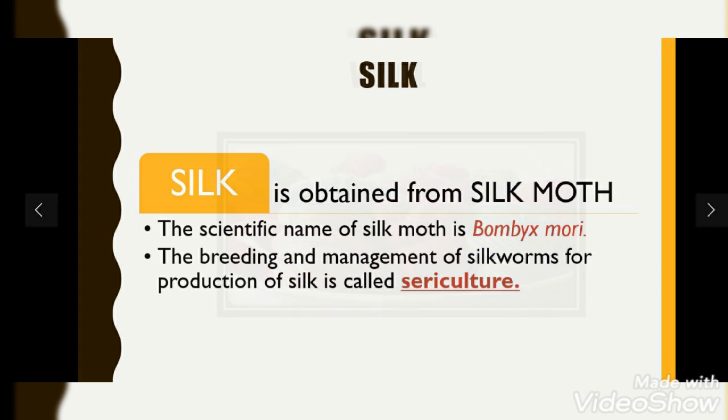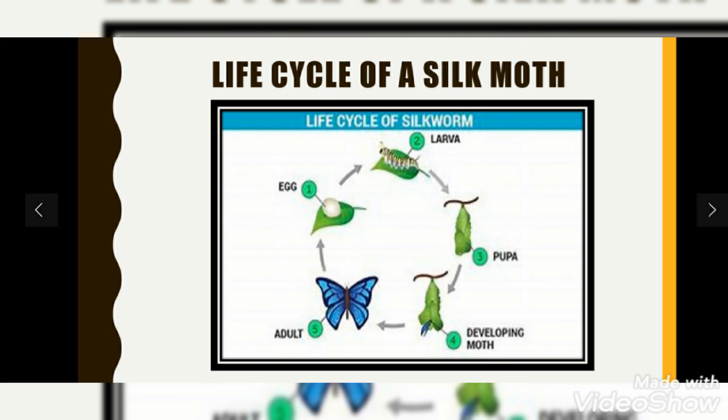Now the second type of animal fiber which we are going to study is silk. Silk is obtained from the silk moth. The scientific name of the silk moth is Bombyx mori. And the breeding and the management of the silkworm for the production of silk is called sericulture. So silk is obtained from the silk moth, the scientific name is Bombyx mori, and the breeding and management is called sericulture.